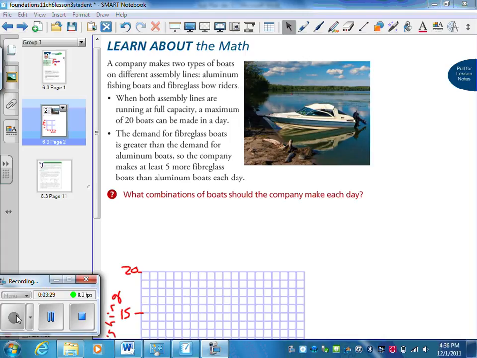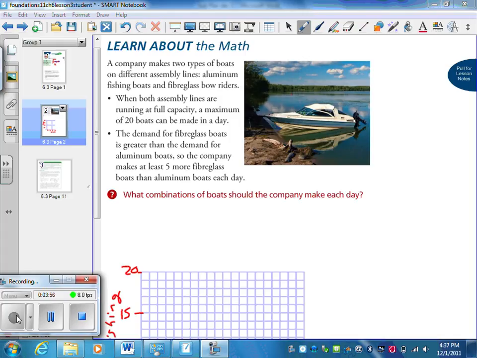We have a problem here. A company makes 2 types of boats on different assembly lines: aluminum fishing boats and fiberglass bow riders. When both assembly lines are running at full capacity, a maximum of 20 boats can be made. The demand for fiberglass boats is greater than the demand for aluminum boats, so the company makes at least 5 more fiberglass boats than aluminum boats. What combination should they make?